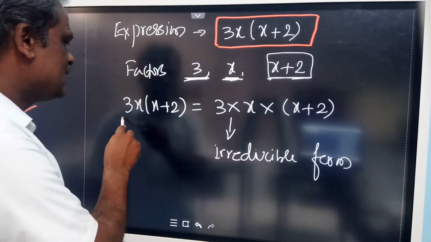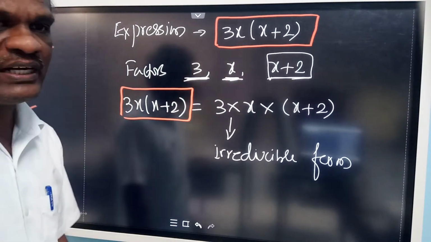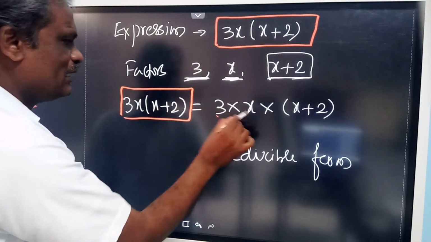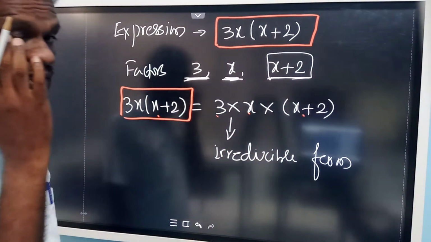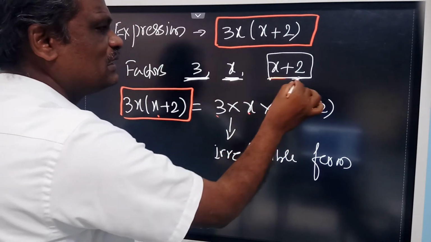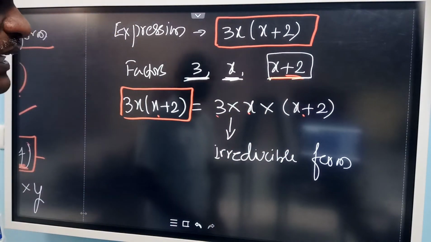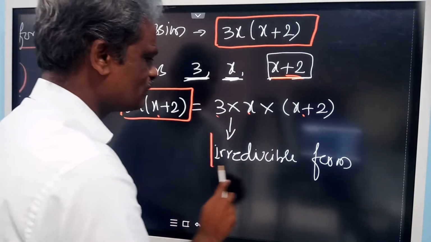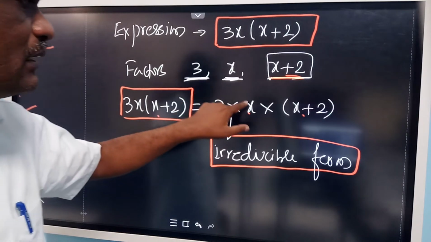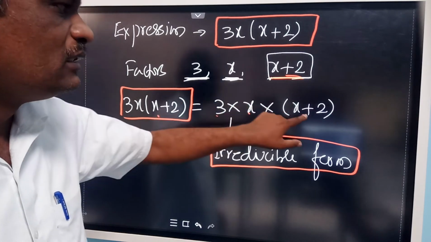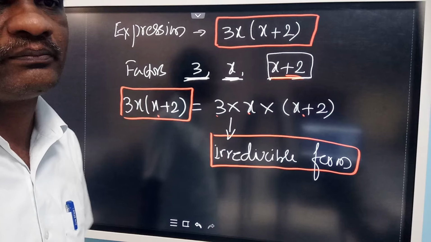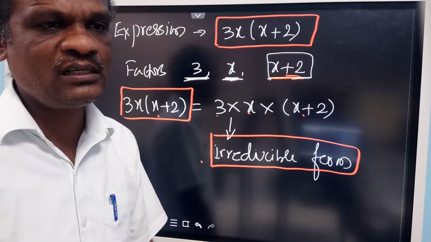Okay, so now 3x into x plus 2 can be factorized. So we can write this in irreducible form like this: 3 into x into x plus 2. We have three factors here: 3, x and x plus 2. They are the factors. So x plus 2 is an expression, and that is also a factor. This is in irreducible form because you cannot factorize further the number 3, you cannot factorize the variable x, and you cannot factorize this x plus 2 expression. So therefore it is in irreducible form.